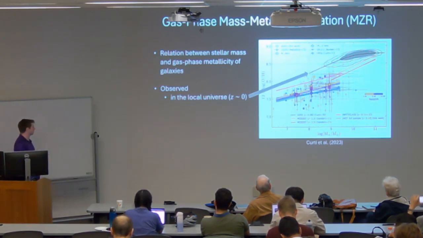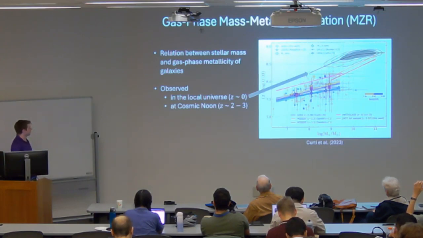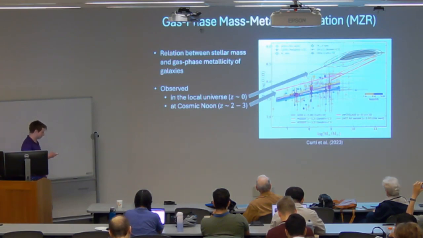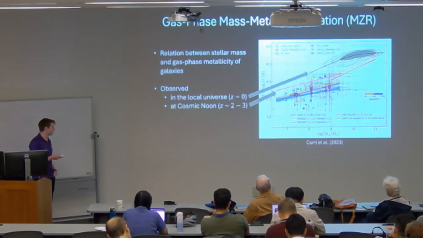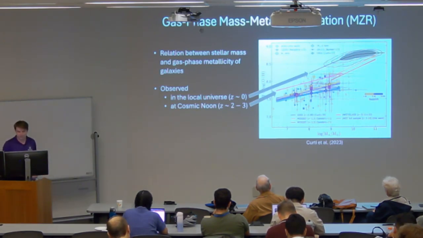We've also, via a number of samples, characterized this relation at cosmic noon. So 3 of those samples are shown here by the pink, the orange, and the red lines. And again, we observe this power law relation between gas phase metallicity and stellar mass.